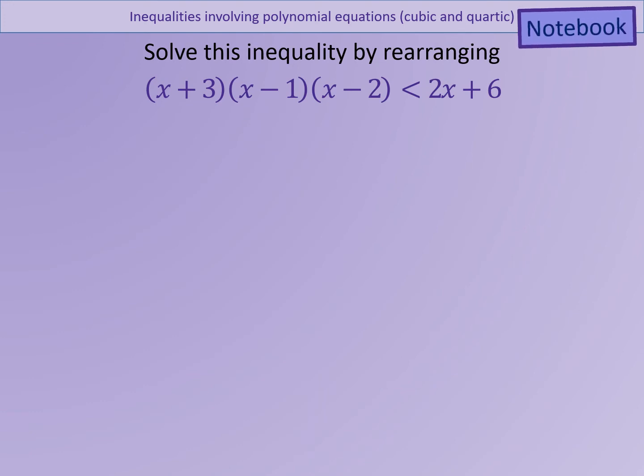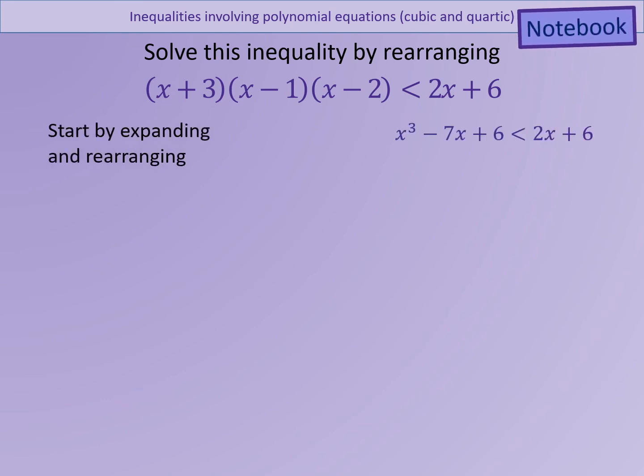So second way to solve the same inequality, and this way takes away the need to sketch 2 different graphs, is to expand out the function on the left and then take everything over to one side, so rearrange it. So if we multiply out the left-hand side, we get x cubed minus 7x plus 6, that is less than 2x plus 6. We then take everything to one side, we get the simplified cubic x cubed minus 9x is less than 0.